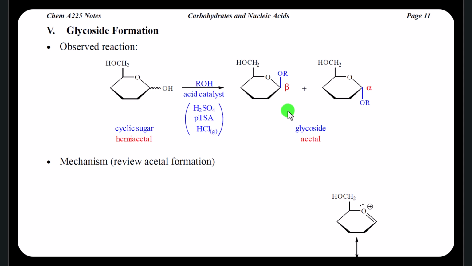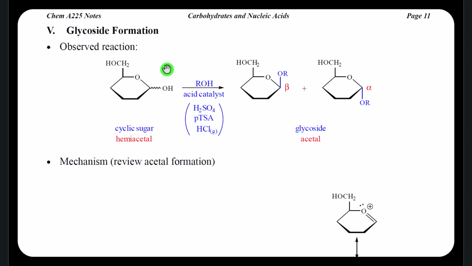In the next section, we are going to discuss glycoside formation. Glycosides are derivatives of sugars in which the cyclic sugar hemiacetal is converted into an acetal by replacing the hydroxyl group on the anomeric carbon with an OR derived from an alcohol. This is the observed reaction.